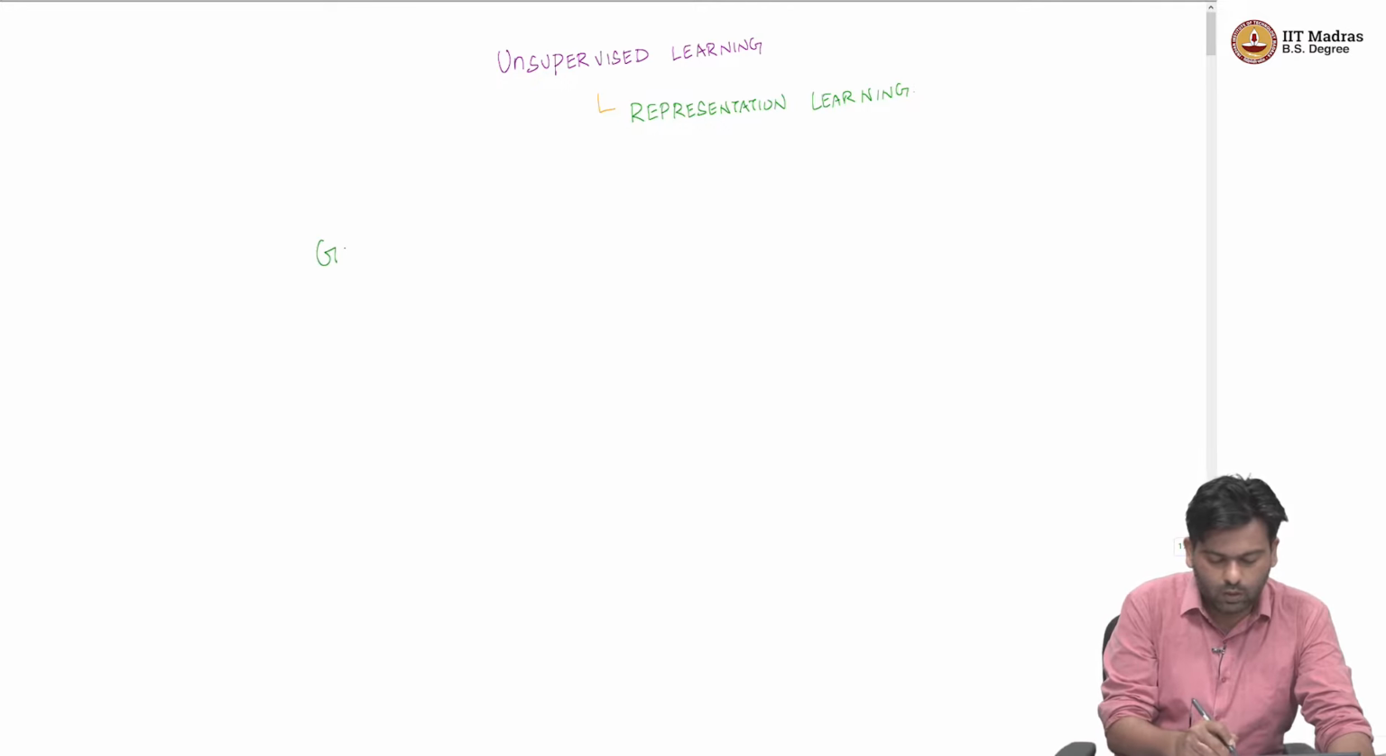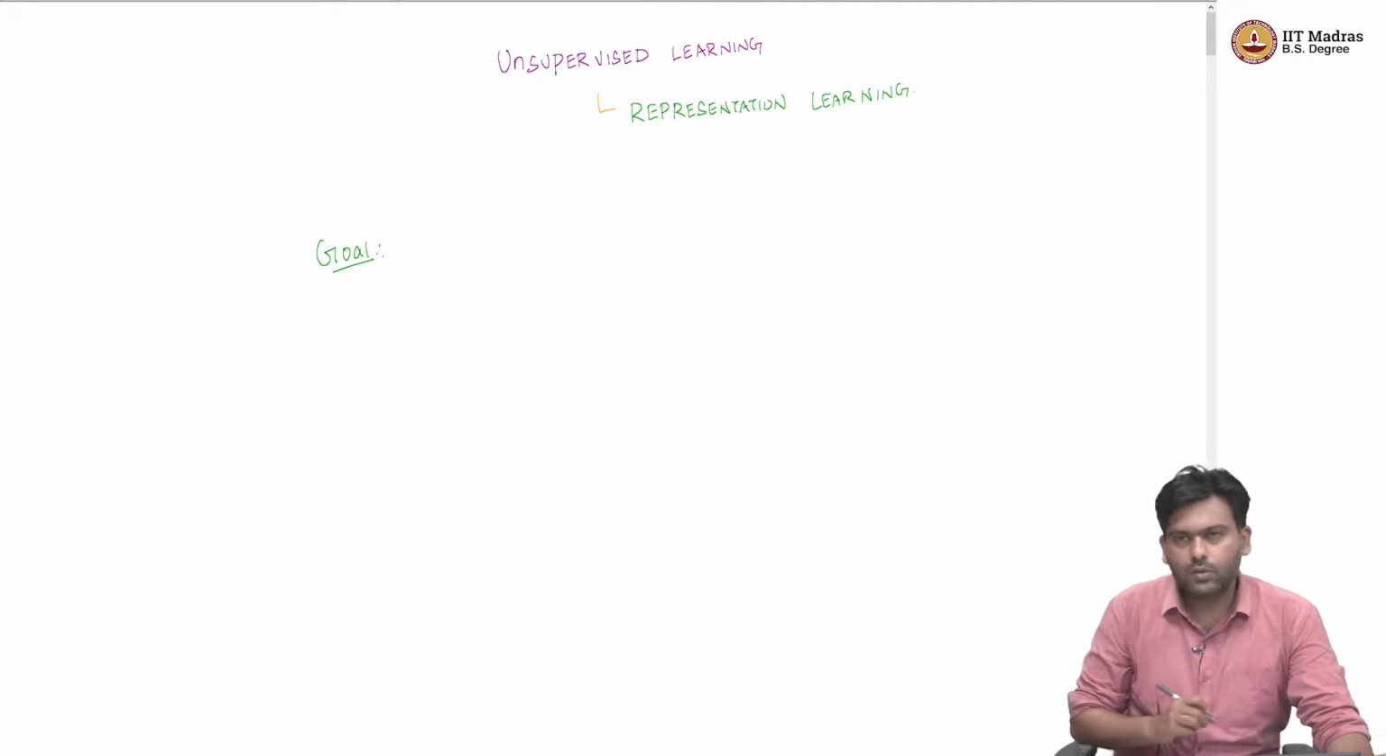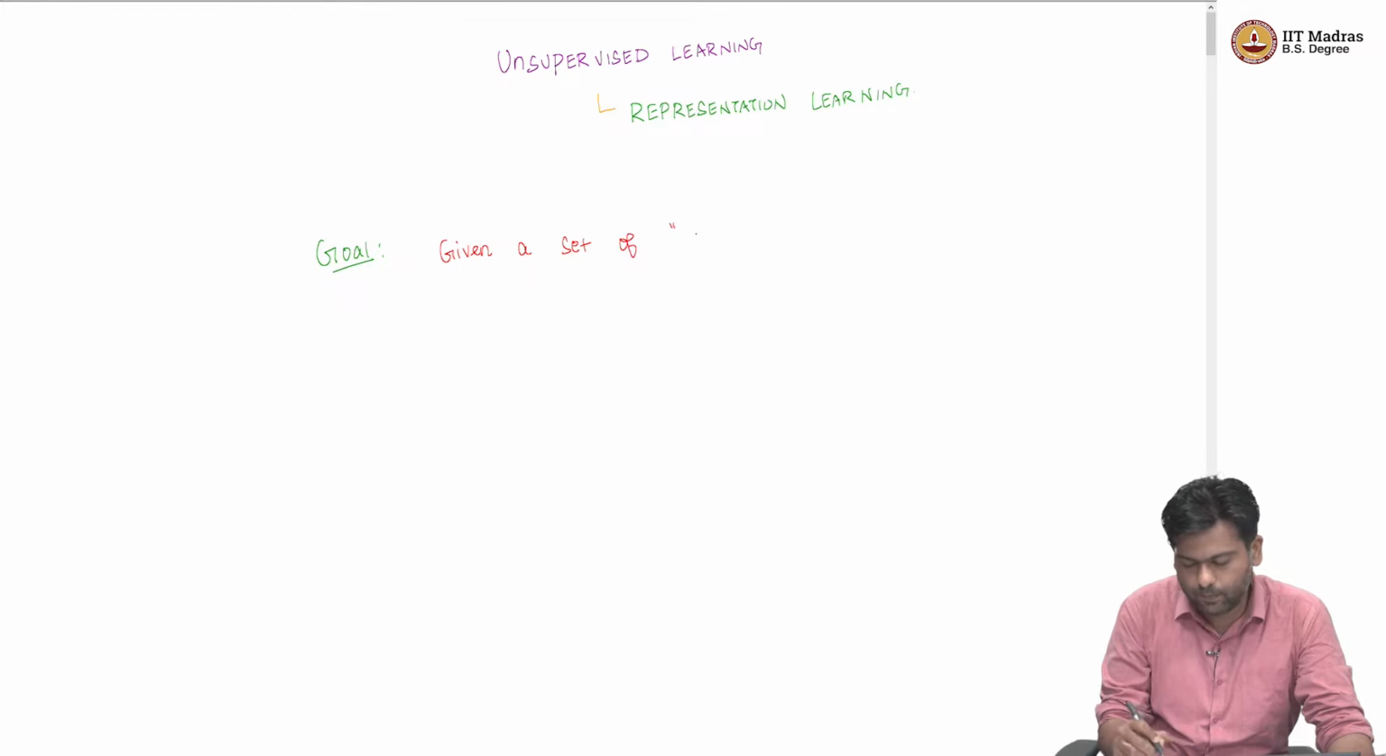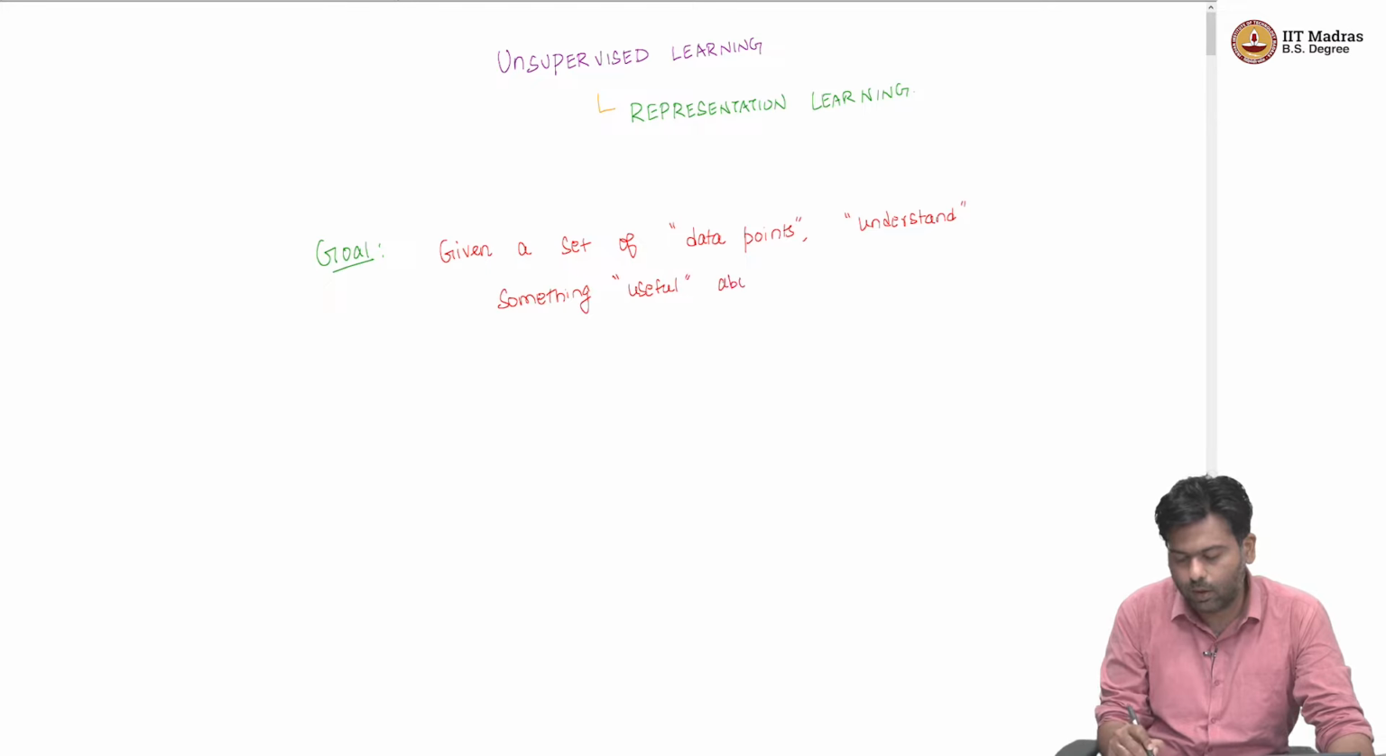So what is the goal of unsupervised learning, right? So what is unsupervised learning? Well, we are given a set of data points. Our goal is to understand something useful about this set of data points, right? So this is a very vague, broad goal that we want to start with, right?